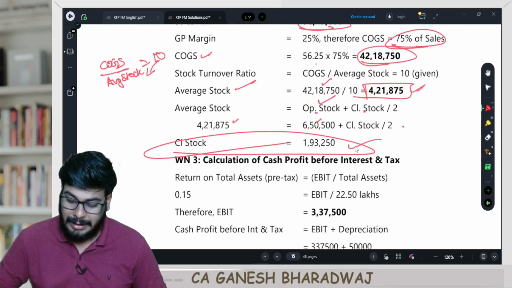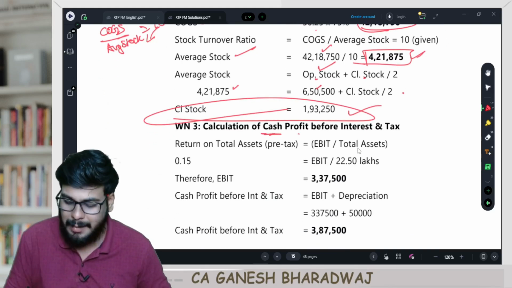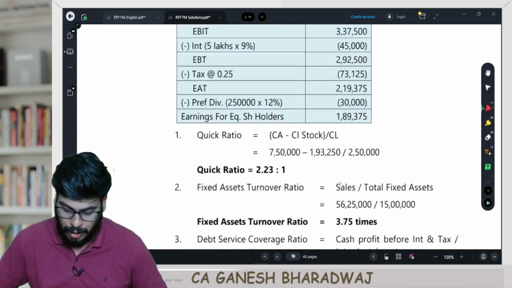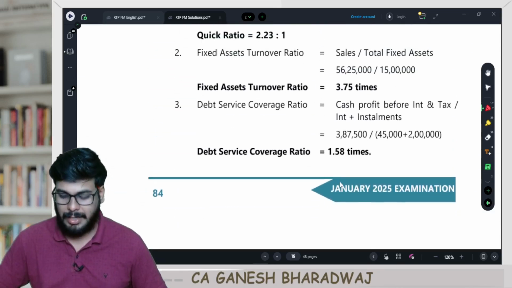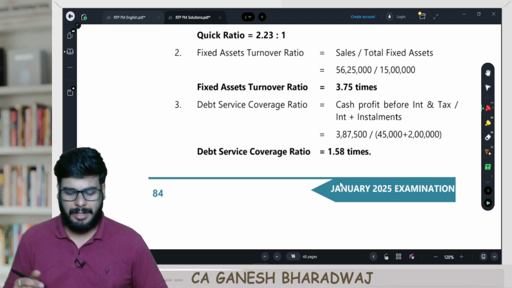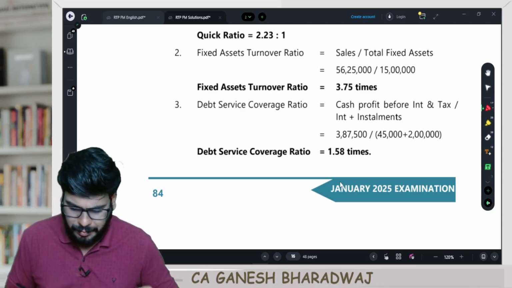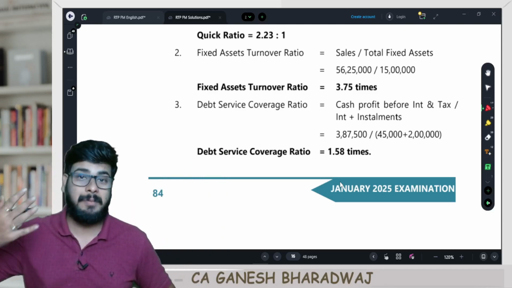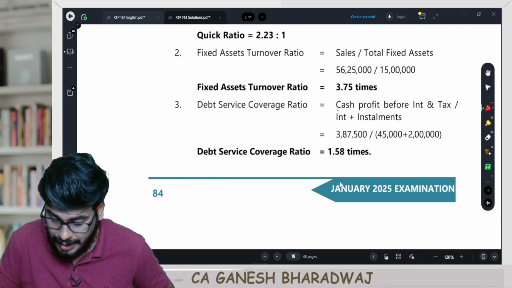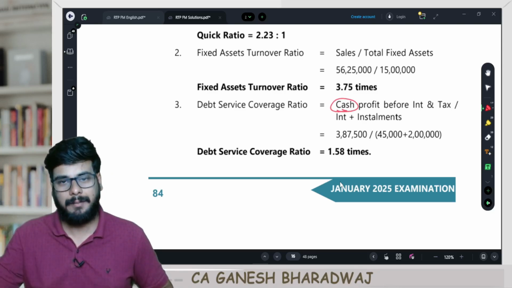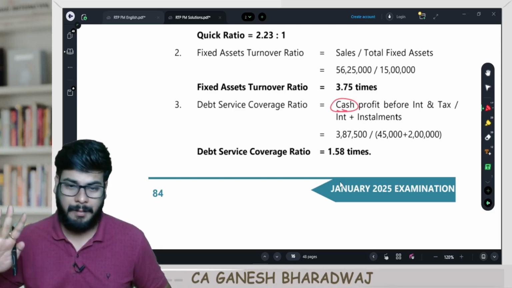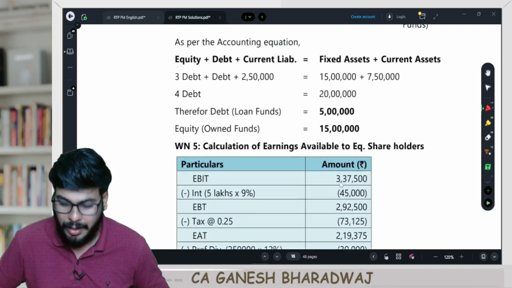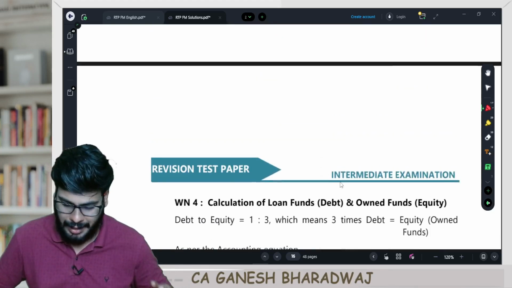Now they have calculated the cash EBIT. Why have they calculated the cash EBIT? Now, if you go to the formula for calculating debt service coverage ratio, generally, it is your EBIT divided by interest plus installments. Some people who are very, very prudent, what they do is they arrive at the cash EBIT upon interest plus installments. This is one more way of doing it. Are you clear with this? Right now in this question, they have gone for the cash EBIT formula.